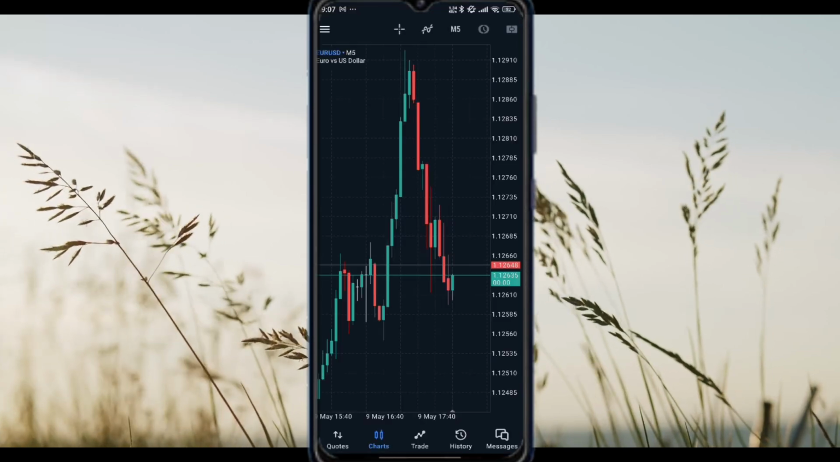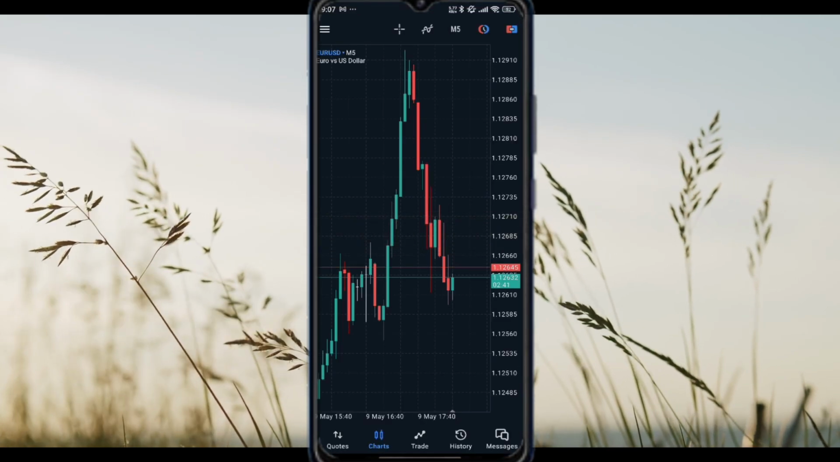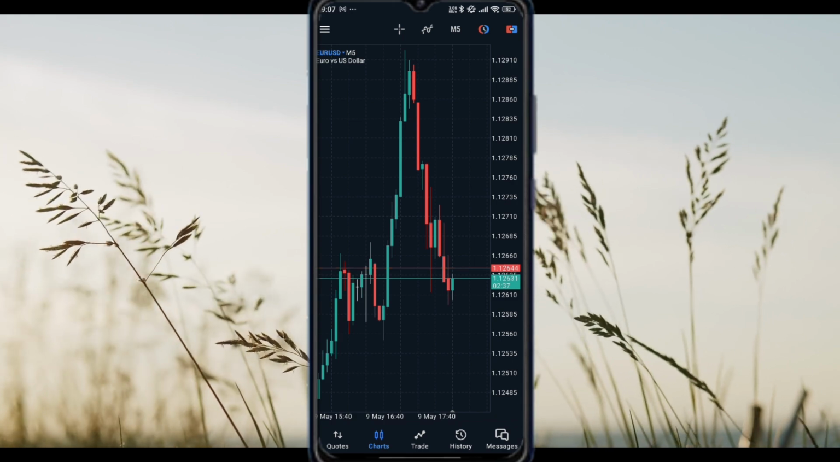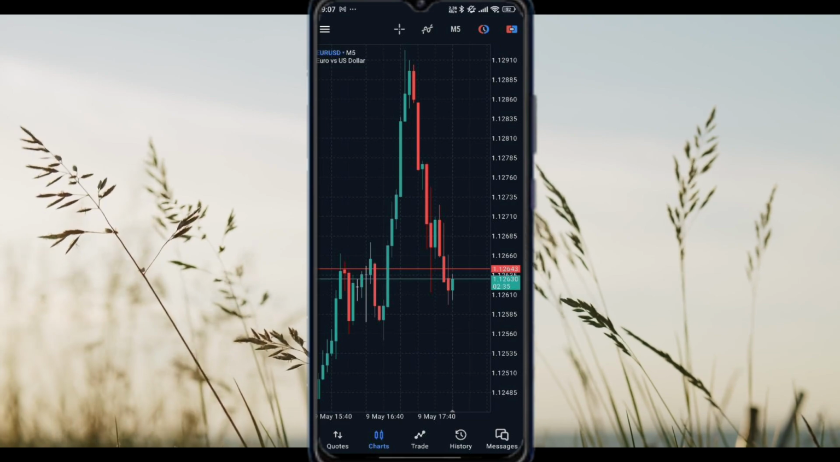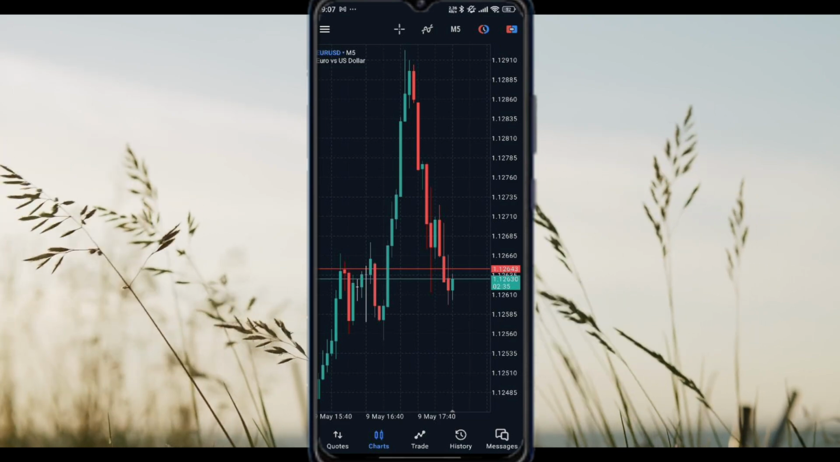How to fix MT5 account disabled. Is your MT5 account suddenly disabled and you are locked out of your trades? Don't panic. Here's how to fix it step by step. First, try logging in again using the same credentials to rule out a temporary glitch.